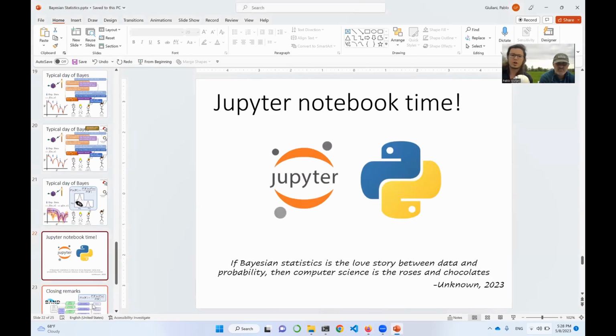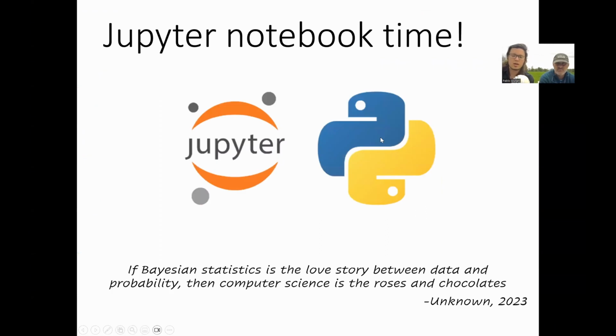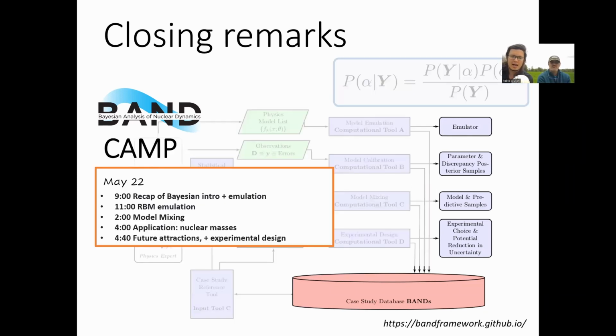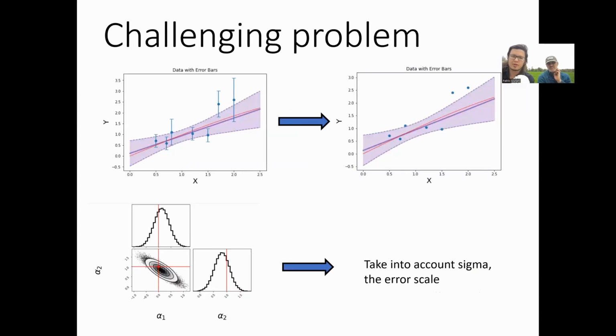The final closing comments. The first one relates to the Bandcamp that we're going to have in ISNET. This is the BAND map, the type of tools that we are developing to help people achieve many of these tasks. And on May 22, Monday, we're going to go through many of these tools that we're developing at the BAND collaboration. So please come and stay tuned if you're interested in that.